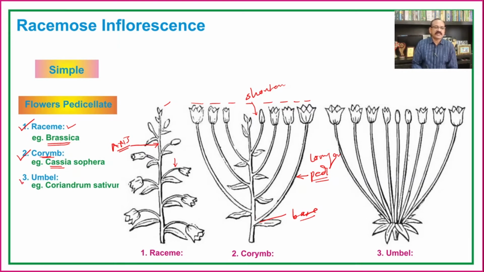The third type of inflorescence, that is umbel, and in umbel all the flowers are developing from a common point and all the flowers bear pedicels of equal length. This is the difference between the corymb and umbel. So on this basis we can say that, though there is a development of flowers on the axis or the stem, here there is a development of flowers with equal length of the pedicel, and because of that there is a formation of the umbel, that is an umbrella-like structure. So such a type of inflorescence is known as umbel type of inflorescence, and the best example is Coriandrum sativum of the family Apiaceae.